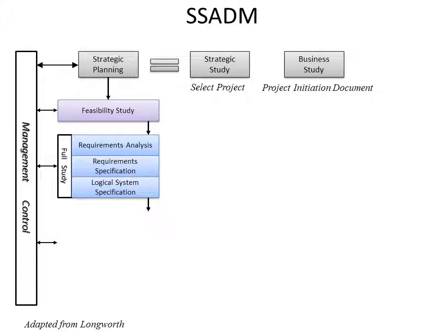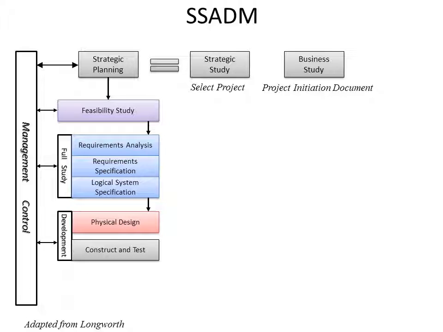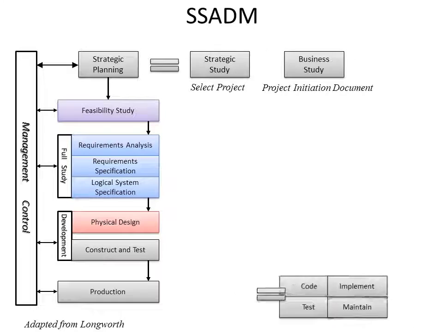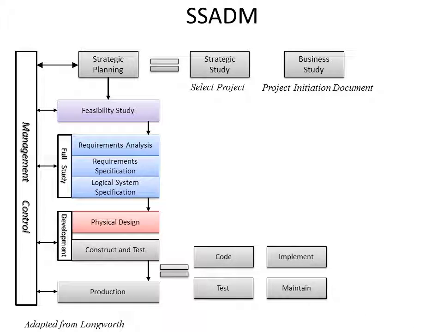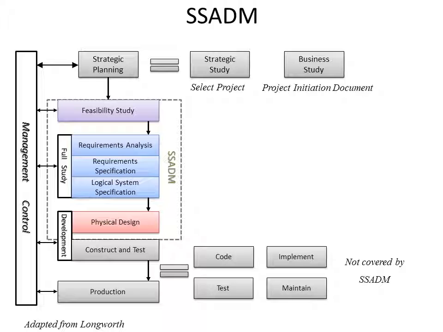In the development phase, you get the physical design. Then the next stage will be the construct and test and the production. Now, construct and test is really the code, the testing, the implementation and maintenance, but it's not covered by SSADM. SSADM covers feasibility and the full study and the physical design, and nothing more. The rest of it doesn't include the documentation for that. As I stated, SSADM does not cover the coding and the implementation of the actual system. This is where the programmer takes over, or the analyst programmer takes on another role.